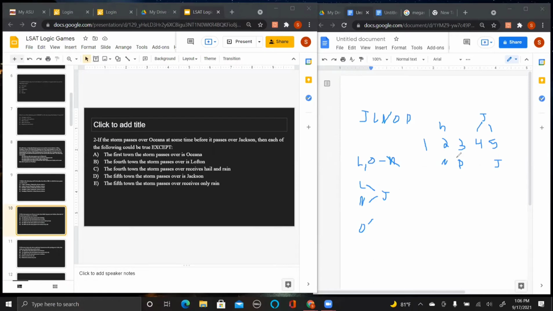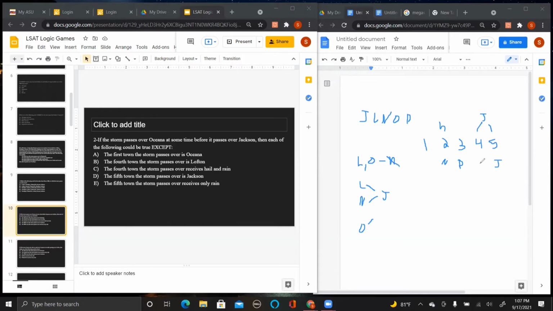And then O or L can be here and O or L can be here. So we don't have any specifics because O just comes before J and so does L. It doesn't say whether they come before or after each other. So this could be O or L, this could be O or L. Then each following could be true except, so we're looking for what has to be false. The first town is Oceania. Remember, this can be O or L. So yeah, not that one. It can be either way.